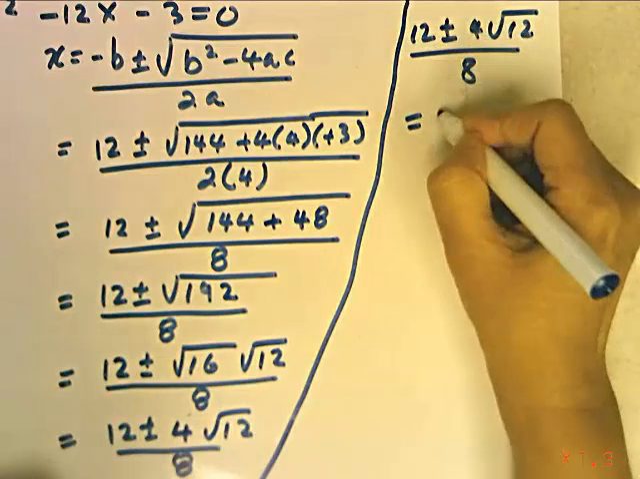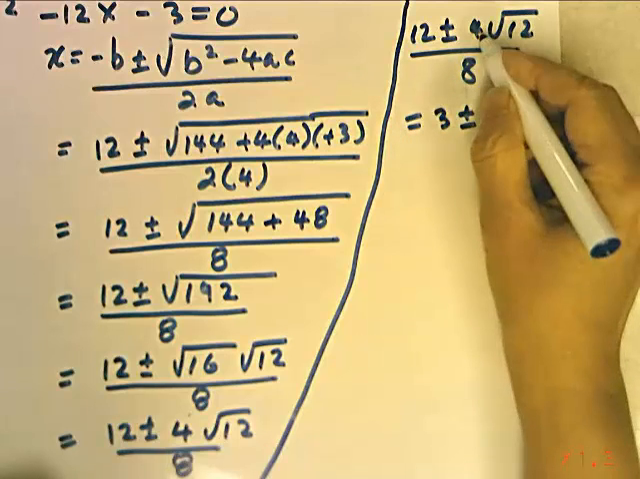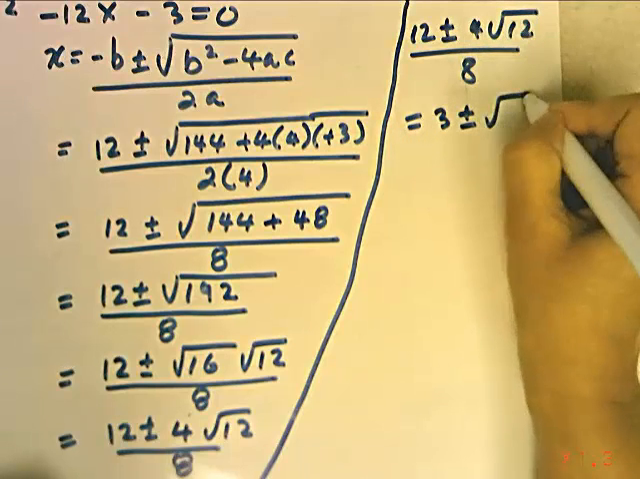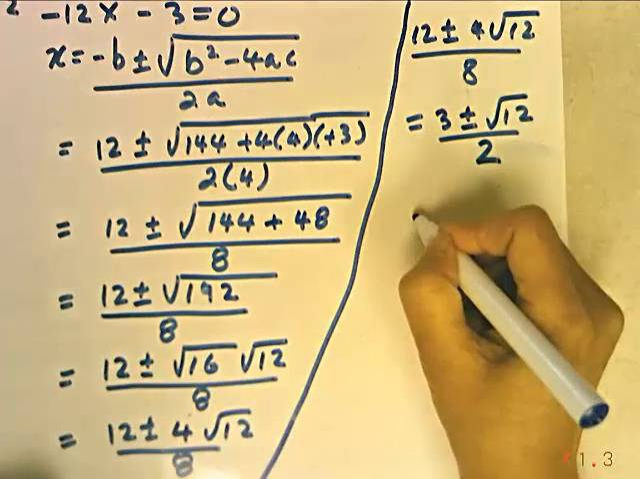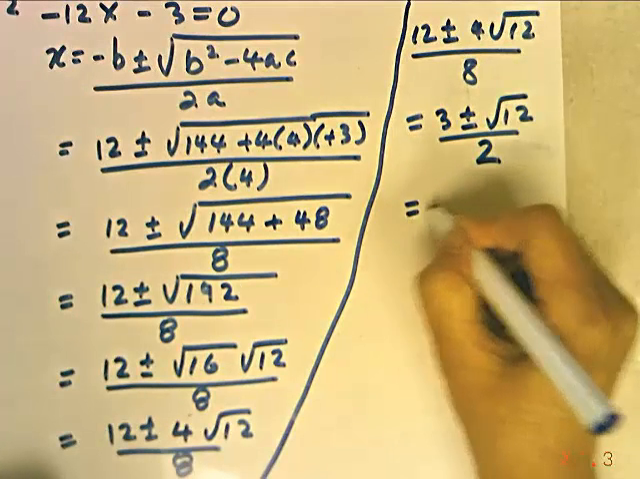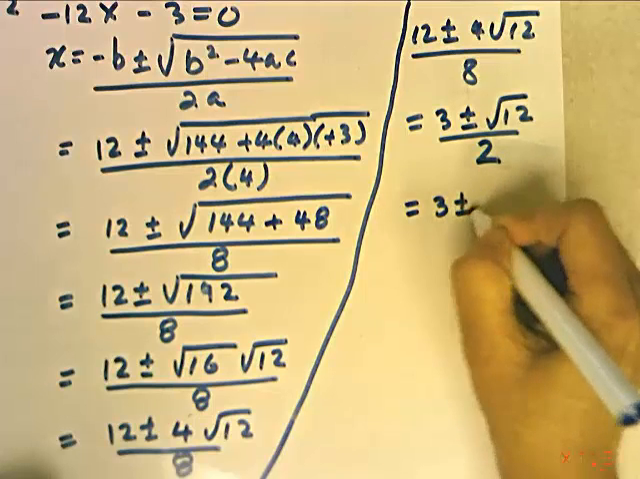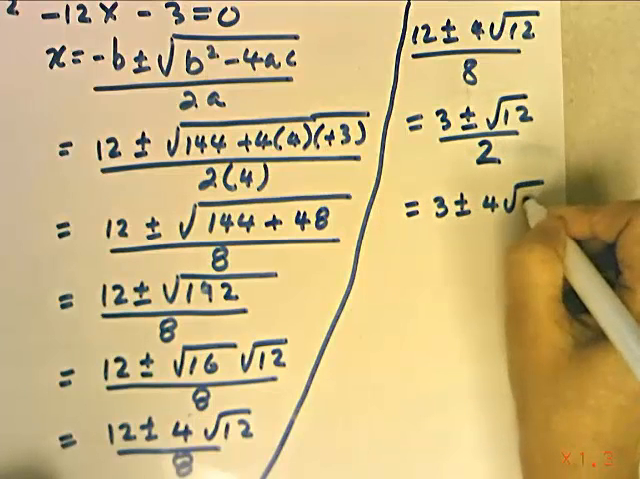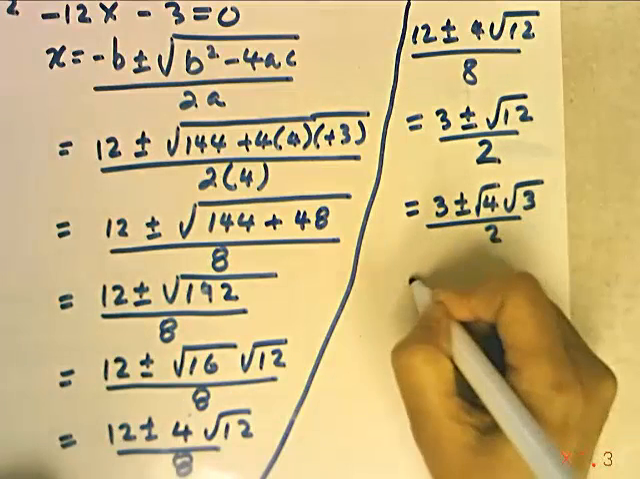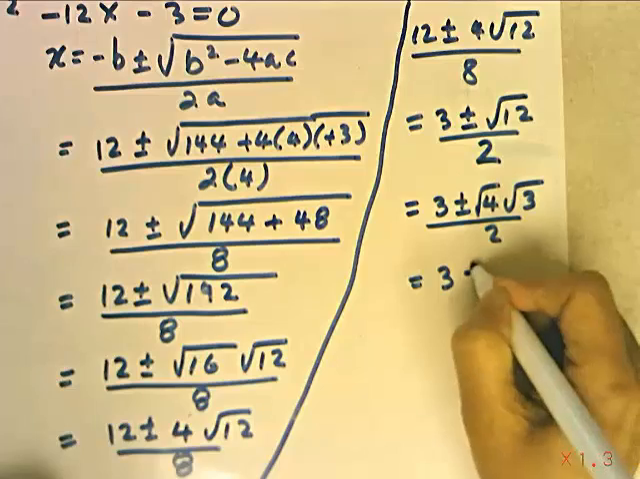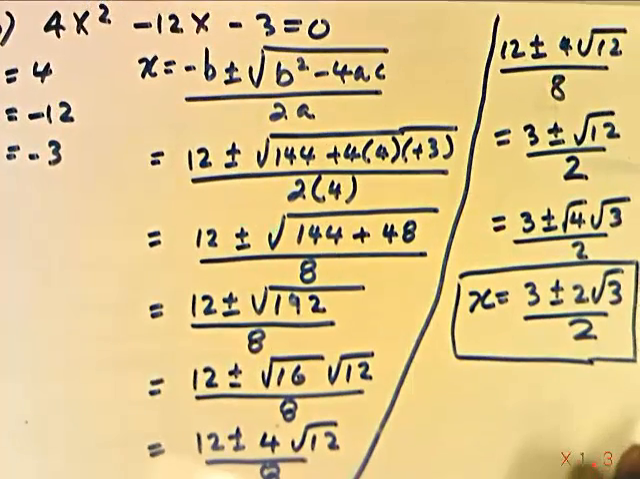12, 4, and 8 are all divisible by 4, so I'm going to simplify by dividing each term by 4. But notice that 12 is 4 times 3. 4 is a perfect square, so that I can simplify it as well. I replace the square root of 4 with 2, and finally get to my simplified solution.